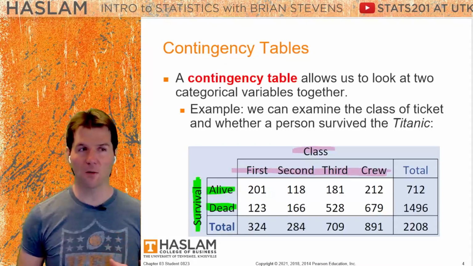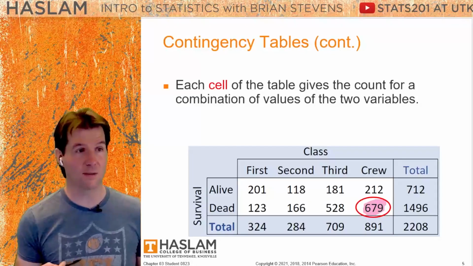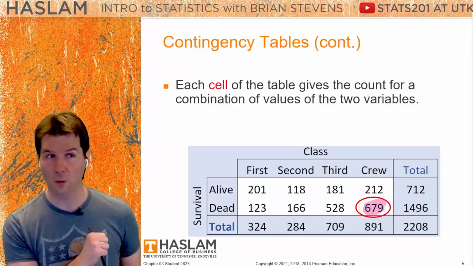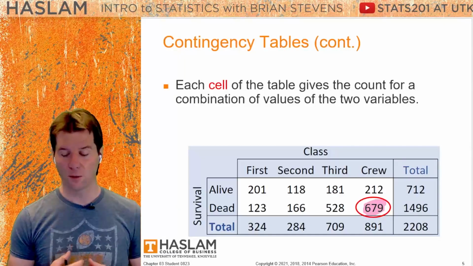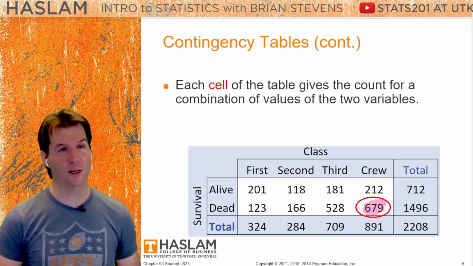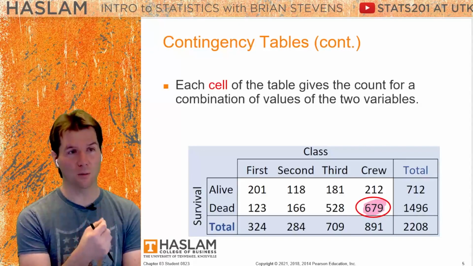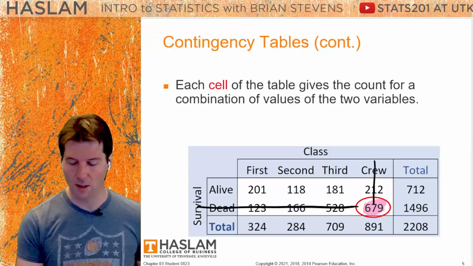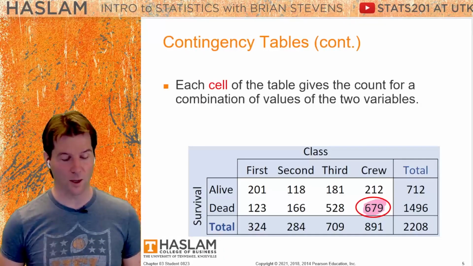Bivariate. Be careful because the cells make it look like it's quantitative. Now, we didn't get an answer of 679. It's that there were 679 people who were in the crew, one of the categorical variables, and they were also dead on the Titanic. Every time we collected data, we had to look at someone on the Titanic and say, what class were they in? What was their survival? Two categorical variables were collected, and then the combination of that gets you to a cell, which tells you the amount of people who answered both questions in a certain way.